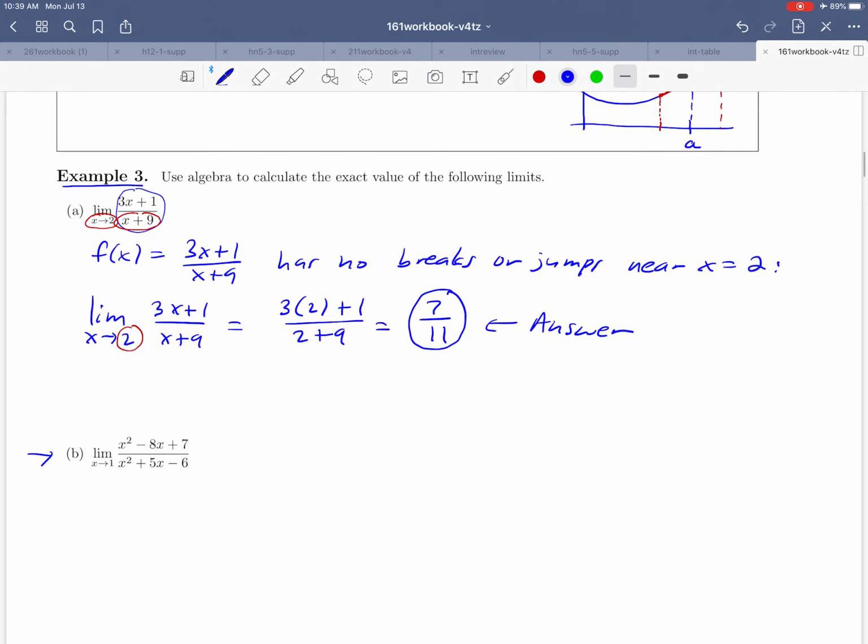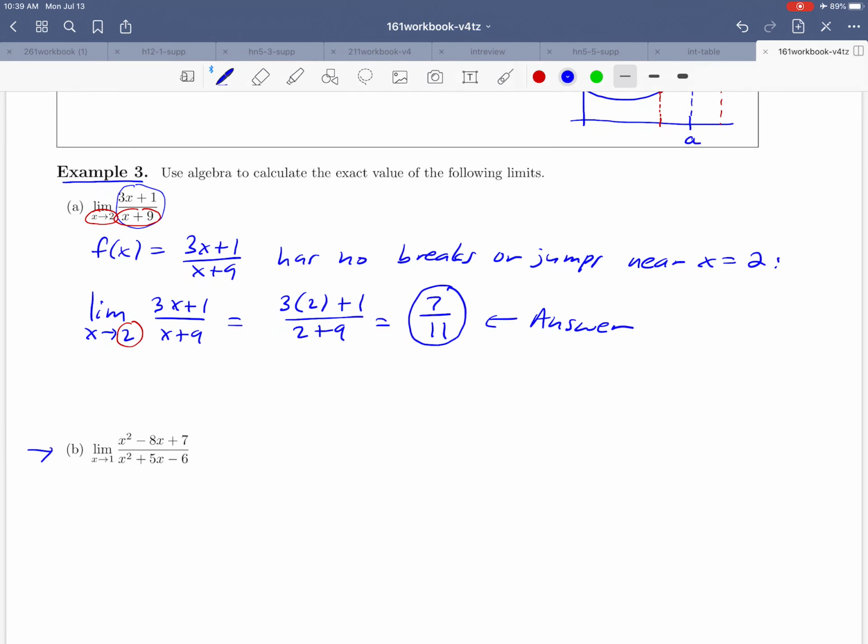So part B would like us to take the limit as x goes to 1 of (x squared minus 8x plus 7) over (x squared plus 5x minus 6). Okay, if we try out the same method that we just used in part A, we would just take the number 1 that we're approaching and substitute it in for our x's. All right, my question to you is, what happens when you do that? What do we get here?